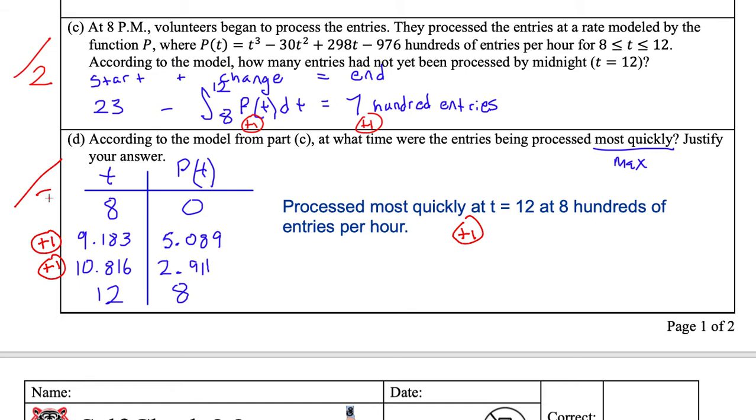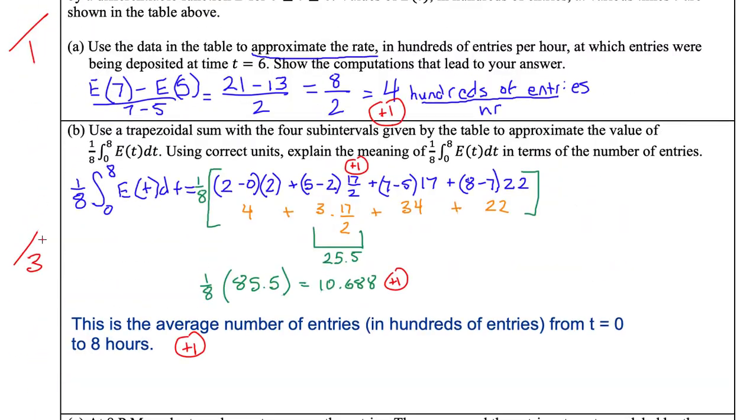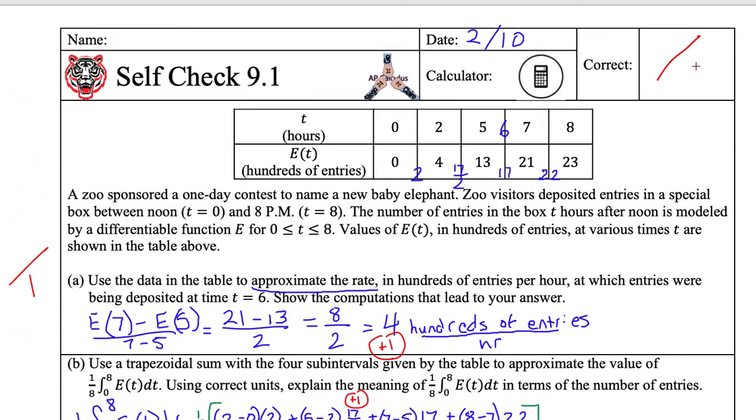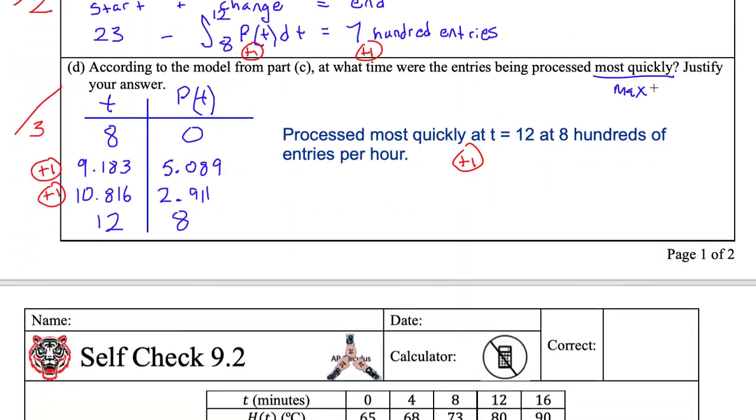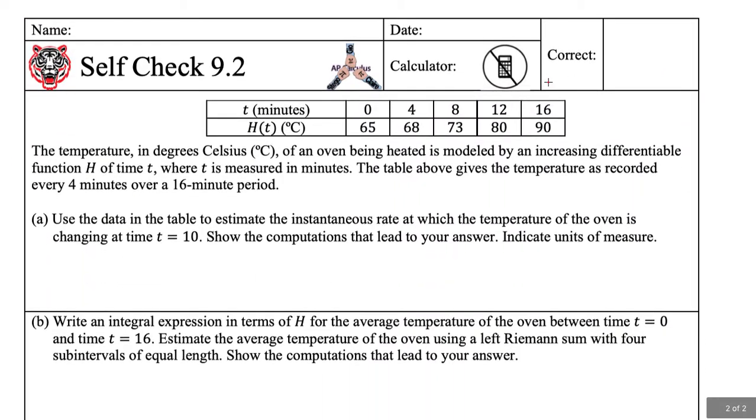Oop, lag. Come on, computer, go. There it goes. 3, 4, 5, 6, 7, 8, 9. Okay, yeah, so this one is out of 9 points. Go ahead and score yourselves. After you're done with that, we're going to give ourselves 10 minutes for self-check 9.2.